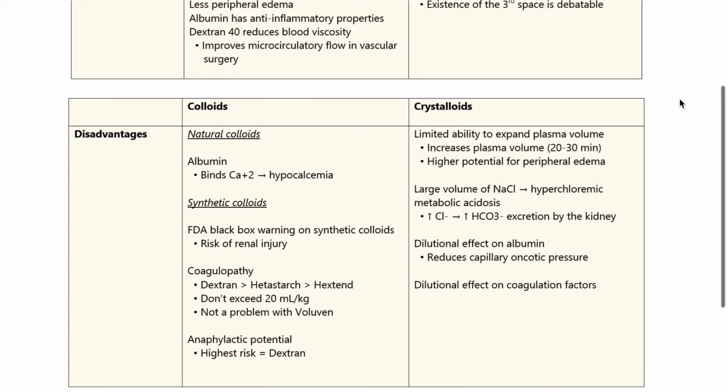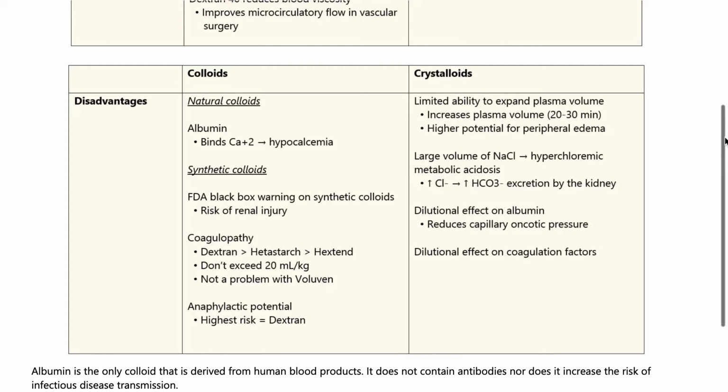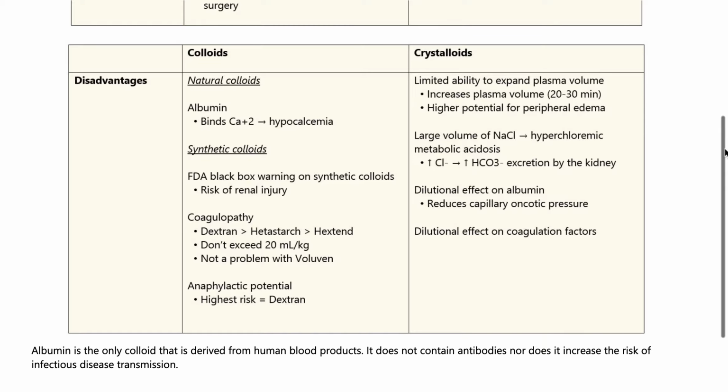Disadvantages of colloids. For natural colloids, albumin binds to calcium and can lead to hypocalcemia. For synthetic colloids, there's an FDA black box warning because of the risk of renal injury. It can also cause coagulopathy, so dextran greater than hetastarch, which is greater than Hextend. Don't exceed 20 mL per kg, and this is not a problem with Voluven. There's also anaphylactic potential, and the highest risk is with dextran.